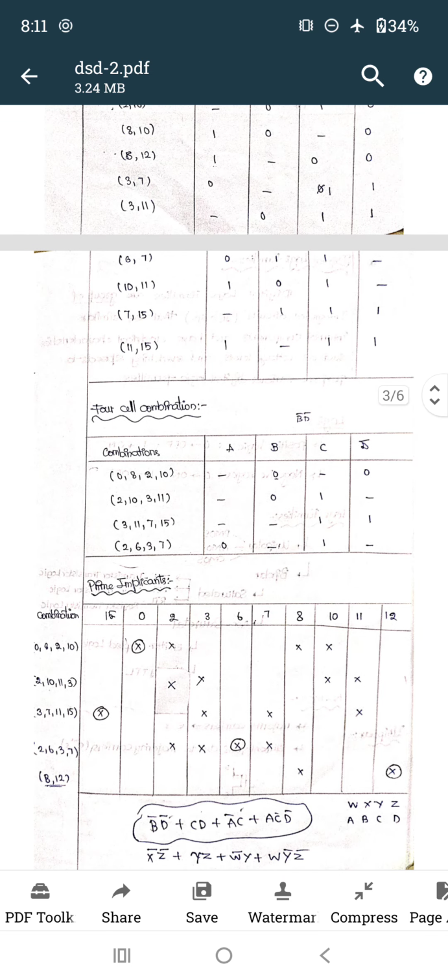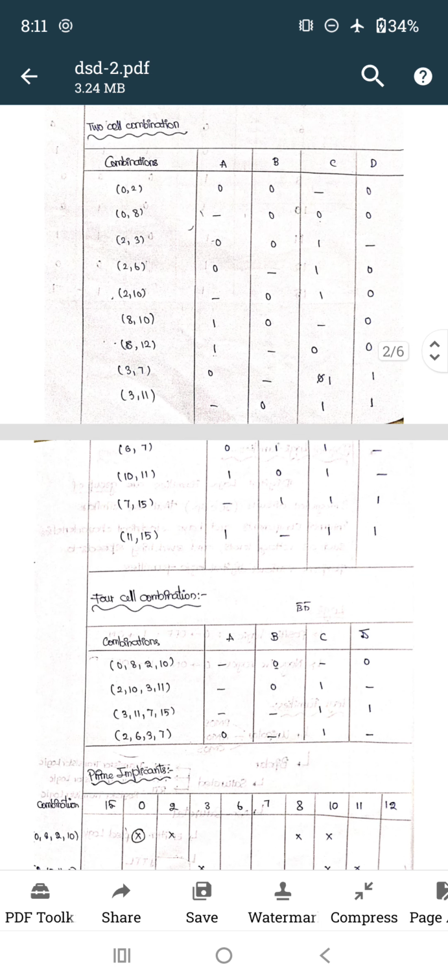Then we combine 2, 6 with 3, 7, so 0 dash 1 dash. The same thing we check here as in the previous 2 cell combination: a 0 to 1 change, otherwise a 1 to 0 change, is taken into consideration. Here in the 4 cell combination also it is the same with the single dash.